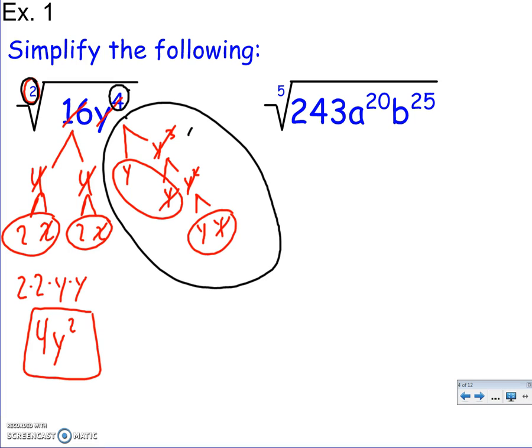So here's another one, a little harder. We're taking the fifth root of 243, a to the 20th, b to the 25th. So for the number, we have no choice.